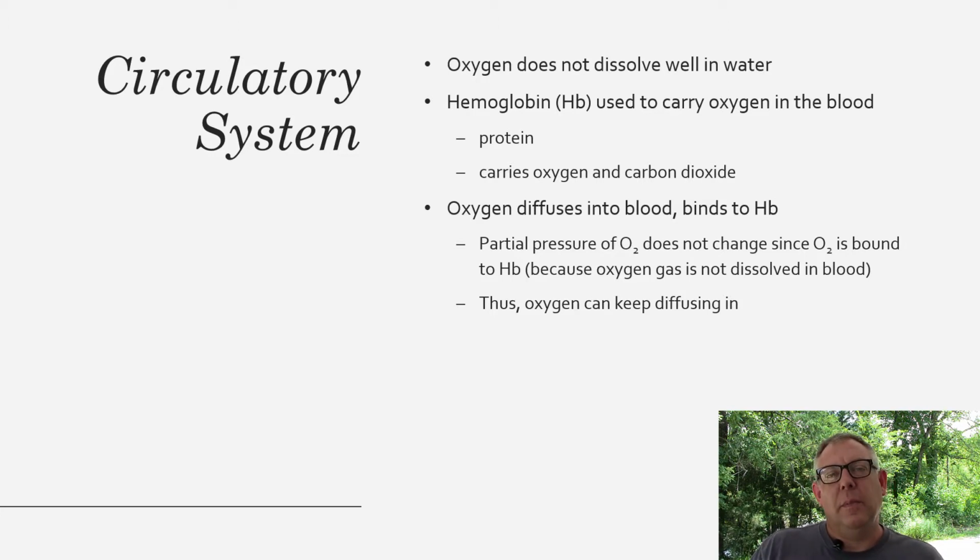Well, consequently, the partial pressure of oxygen in the blood doesn't change, because the amount of dissolved gas in the blood doesn't change, because the oxygen is not really acting like a dissolved gas. It's coming in and binding to a molecule. So it's acting like something that's dissolved in the blood. It's acting like a particulate, like a hemoglobin molecule, not like a gas. So the gas partial pressure doesn't change, which means that the difference in partial pressure stays the same, which means that oxygen can keep diffusing into the blood.